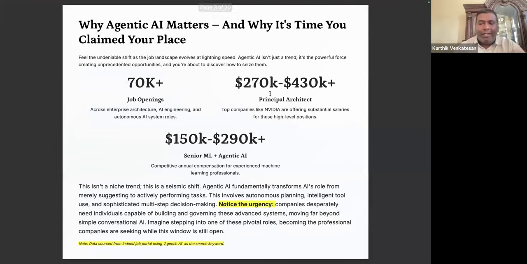And this is the data I gleaned from Indeed: 270K, 430K kind of salaries are the norm. And also, I personally got so many offers. Actually, as an experiment, just put Agentic AI related keywords in your LinkedIn profile and see how many hits you are getting in a week. I guarantee in the next 2 weeks, you will get at least a couple of people reaching out to you.